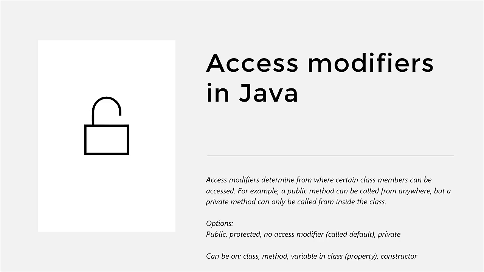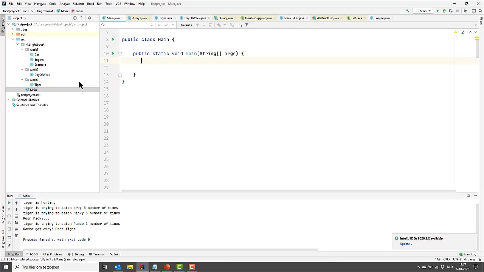For example, a public method, you can call that from anywhere, but a private method, you can only call that from inside the class. So there are four types of access modifiers. You have public, protected, the so-called default access modifier, meaning that you didn't specify anything, and you have private. You can apply them to a class, a method, a variable or property in a class, and a constructor. So let me demonstrate this.